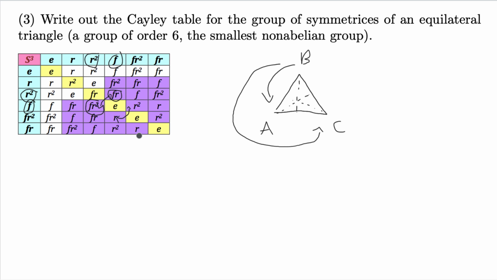And clearly this is of order 6. Namely, recall that a group of a certain order means that there are that many elements. That's the cardinality of the group in some sense. While an element can have an order, which is the minimal number such that if you multiply it by itself that many times, you get back the identity element.